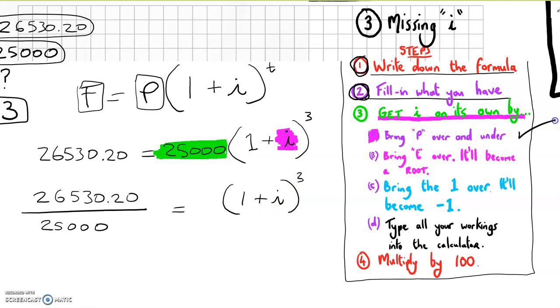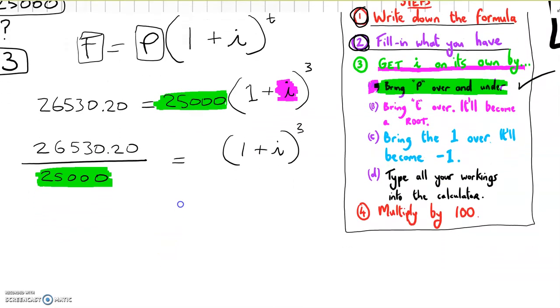So that's done. Check. I'll just highlight it so you can see where I moved it to. I moved it from there over to there. That was that bit. Bring P over and under. Okay, what's the next thing I need to do?